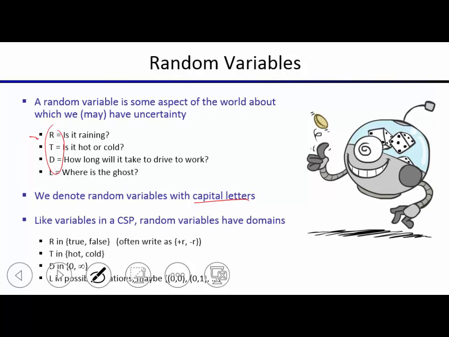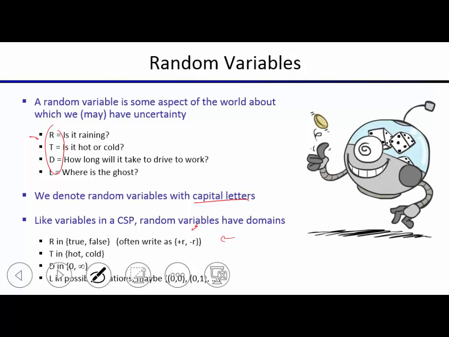Now this is a lot like what we saw in CSPs. We could have as a CSP variable, whether it's raining or not, the domain is true, false. Often we might have shorthand notation plus R, negative R, and so forth. But what's going on here is that we have a similar setup to what we had for CSPs, variables and domains. But the difference is that in CSPs, we don't have any uncertainty in the sense that we have it here. They are just looking for an assignment that's compatible with our constraints.